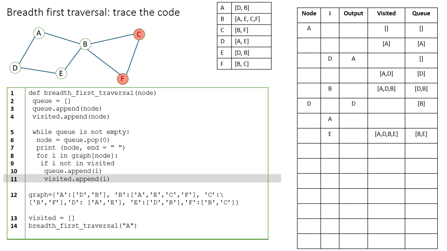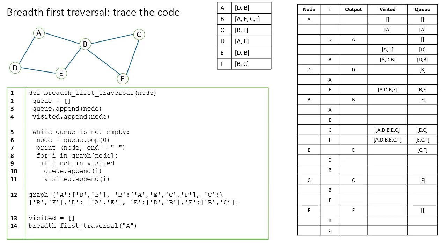At this point, I'm going to stop because it's going to take some time to completely trace the whole graph. But I hope this has given an indication of how to trace this code and how the breadth first traversal code works. What you can do now is see if you can continue tracing this code and see if you can get the same output, the tracing table, as we have on the right hand side.